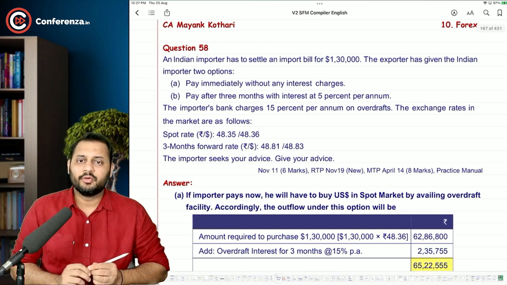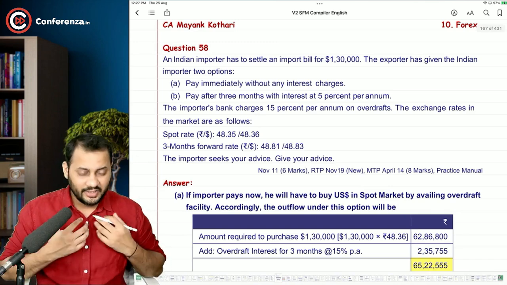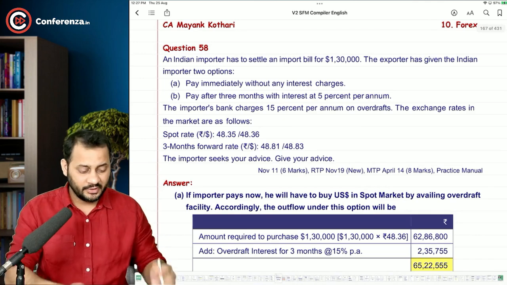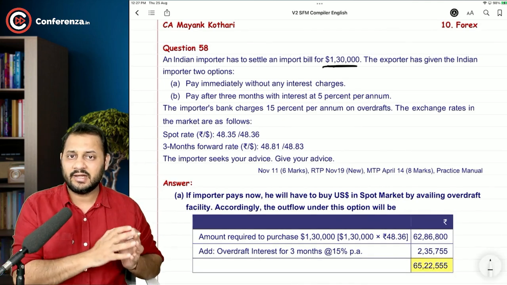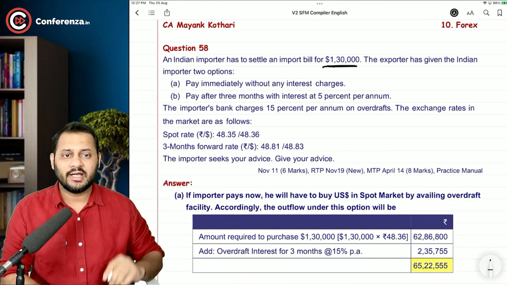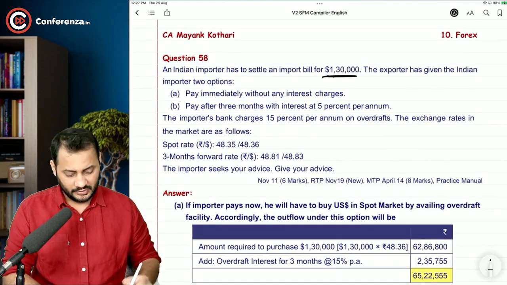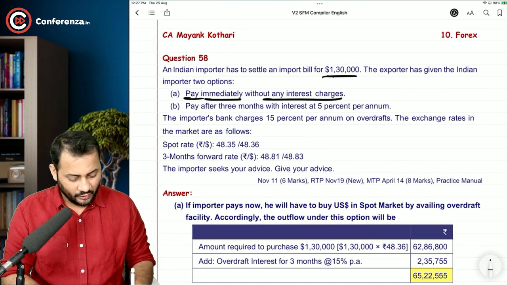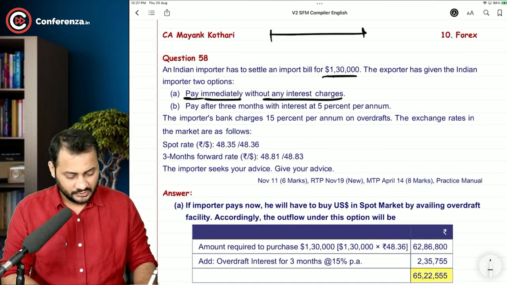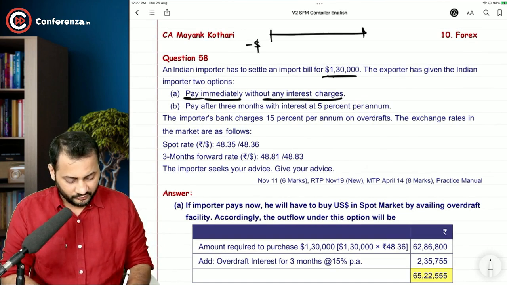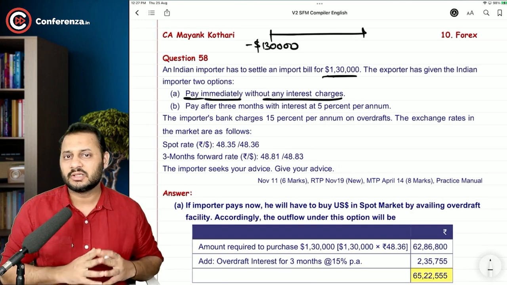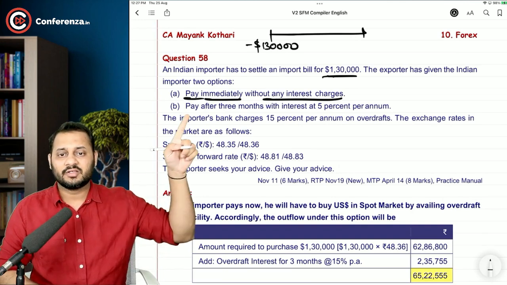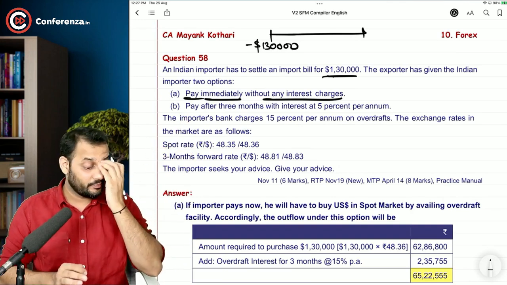An Indian importer has to settle an import bill. Now we are the importer. We have to make the payment. That means we want to buy $1,30,000 at expiry. The exporter has given the Indian importer two options. Pay immediately without any interest charges. So if we make the payment of $1,30,000 today, we will not have to make any interest payment to the supplier. Pay after 3 months with interest at 5% per annum.